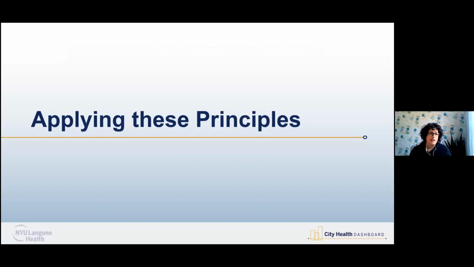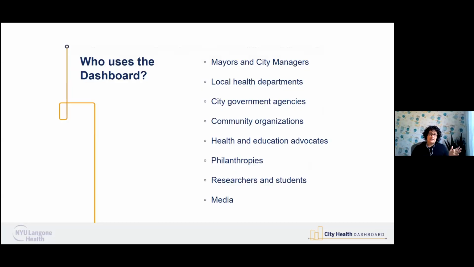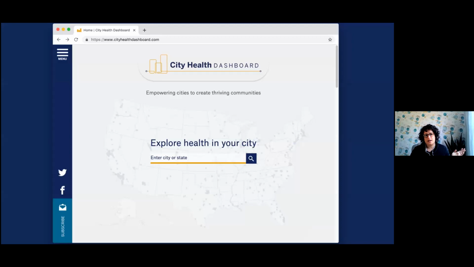So a little bit about applying these principles on the dashboard. For the City Health Dashboard, we have a broad audience from mayors and city managers to local health departments and other city agencies, community organizations, advocacy groups, funders, researchers, and the media. Depending on what message we're trying to get across, we'll narrow down our data use and messaging in a certain way. If you haven't used the dashboard, it's just cityhealthdashboard.com.